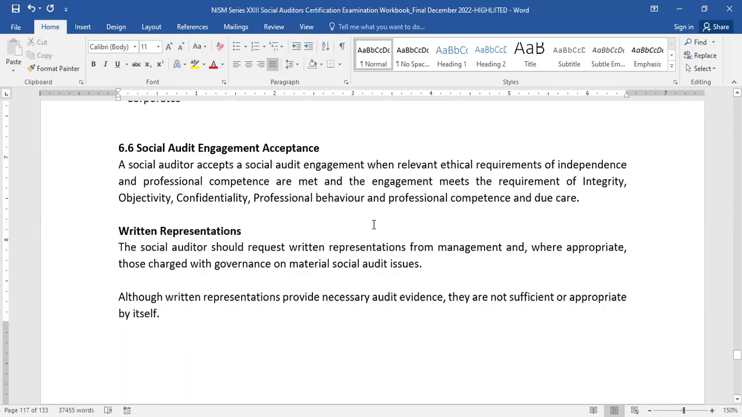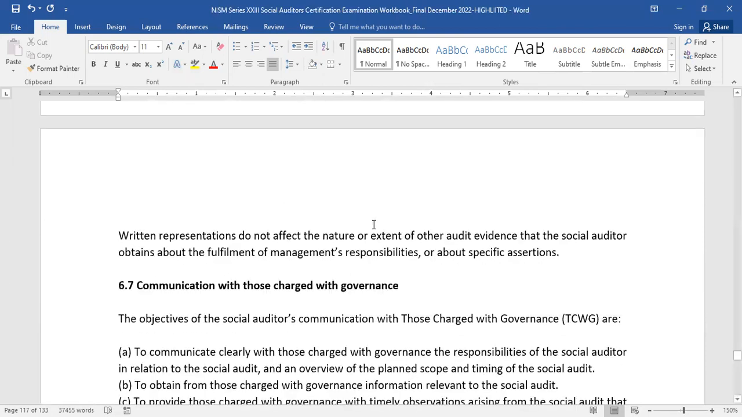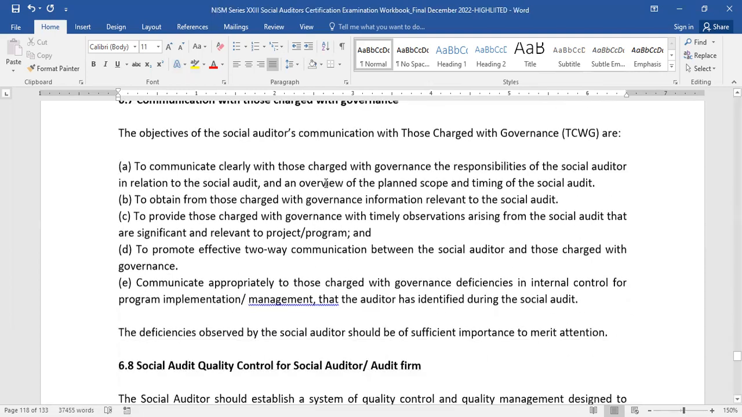Written representation. The social auditor should request written representation from the management and, where appropriate, those charged with governance on material social audit issues. Although written representation provides necessary audit evidence, it is not sufficient or proof by itself. So you have to corroborate that. Written representation does not affect the nature and extent of the other audit evidence that the social auditor obtains about the fulfillment of the management responsibilities or about the specific assertions. Now, it is very important.